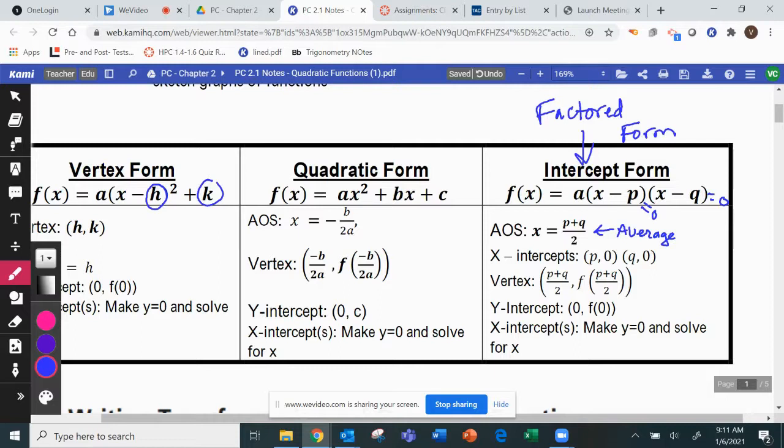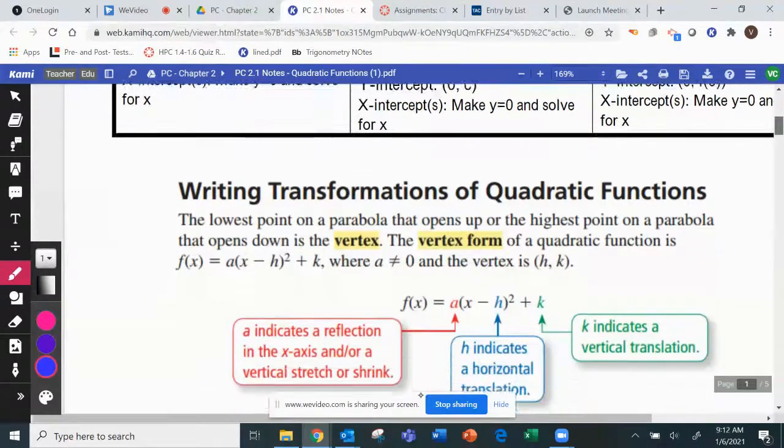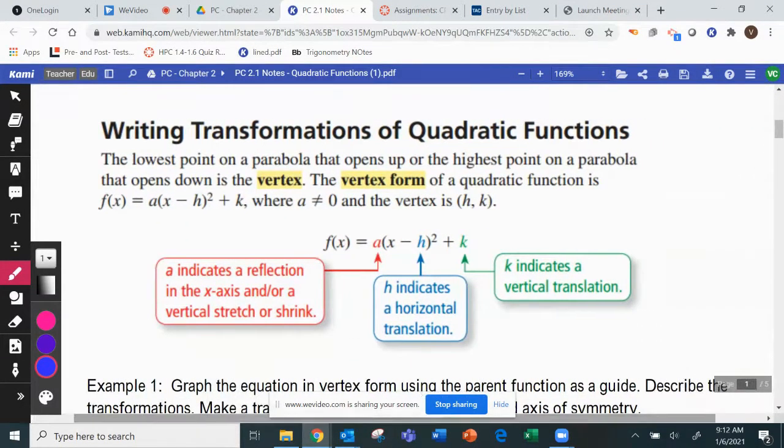I'm going to review all of that when we do examples, so don't feel like that's all you get. You'll get some down below with actual examples. We're going to start with vertex form first. One reason why we're starting with vertex form is because when it is in vertex form, we can find transformations. And again, we did this in chapter 1. We did lots of transformation review, so we're going to do some more transformation review today.